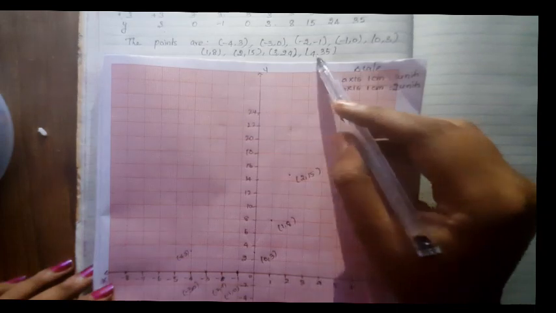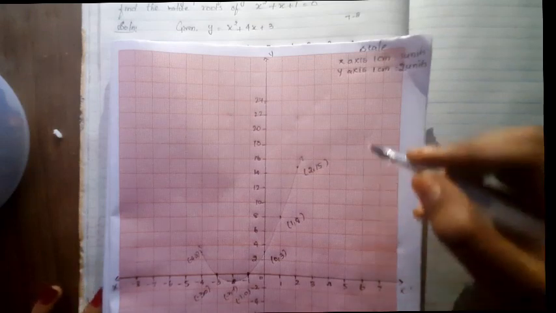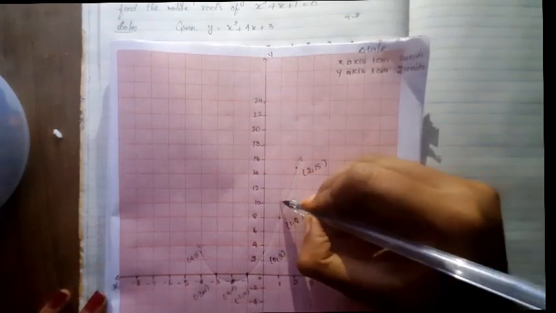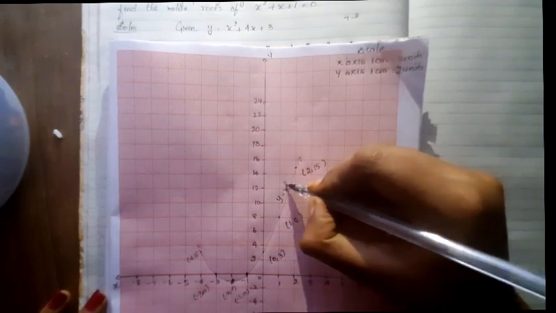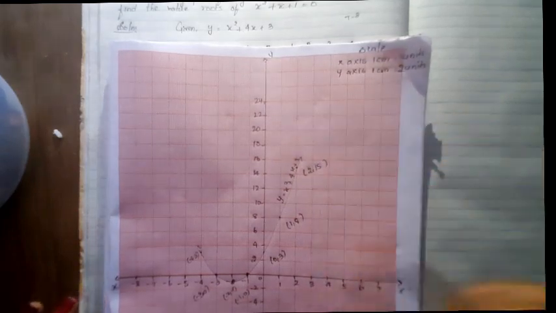These 2 points I didn't plot because they are greater values. If we need, we can plot them later. See this, I got the parabola. So after joining that I got it. After that we can write the equation on this parabola. The equation is y equal to x square plus 4x plus 3, because using this equation only we got this parabola.